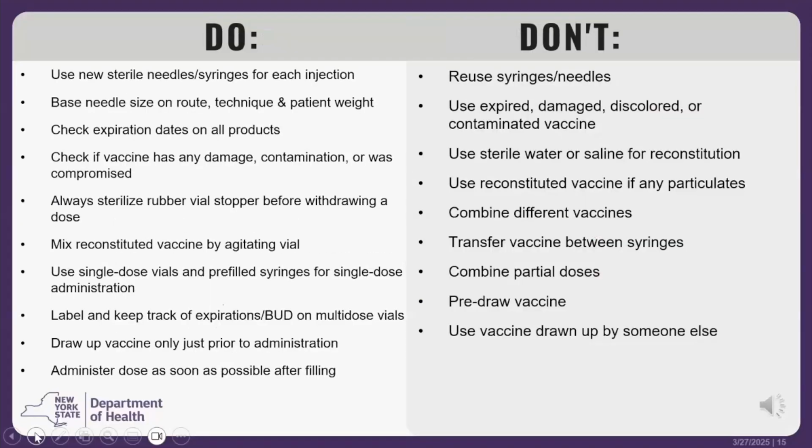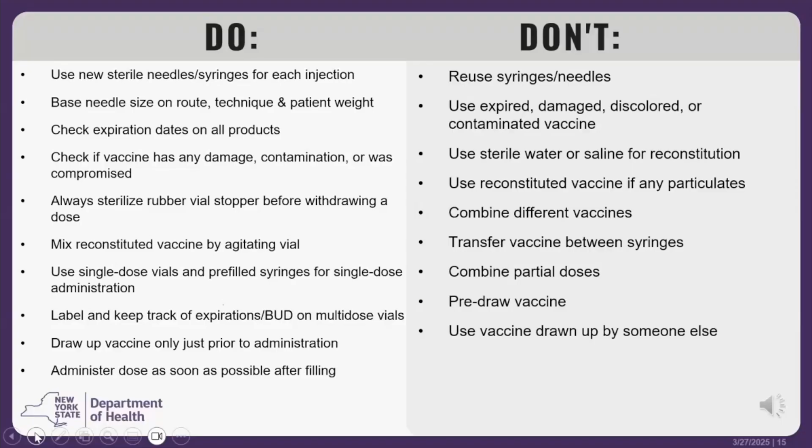Now we will summarize some of the do's and don'ts of vaccine preparation. Use a separate needle and syringe for each vaccine injection. Base needle selection on the prescribed route of the vaccine, the size of the individual, and the injection technique being used. Don't reuse syringes or needles. Check the expiration dates on needles and syringes, as some are packaged with an expiration date. Inspect vaccine and diluent vials for damage or contamination, and always check expiration and beyond use dates.